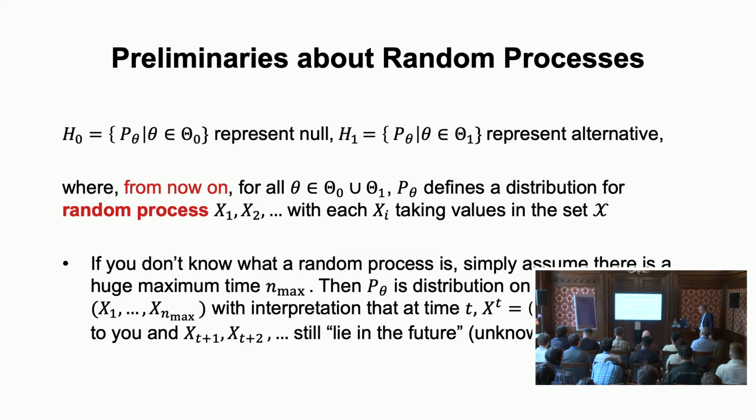So a little bit about random process theory, a tiny little bit. So again, I have this null and alternative. And I'm going to restrict myself to the case where they define not just a distribution for one outcome or a fixed batch of outcomes, but for a sequence of outcomes. And such a distribution is called a random process.